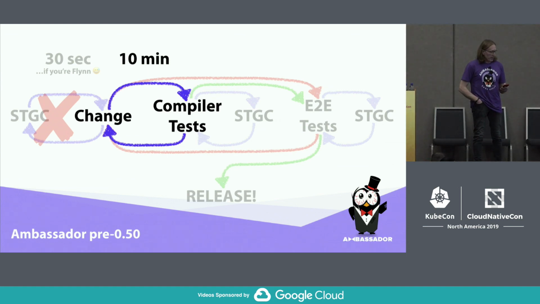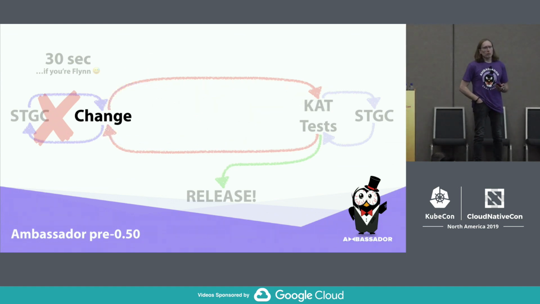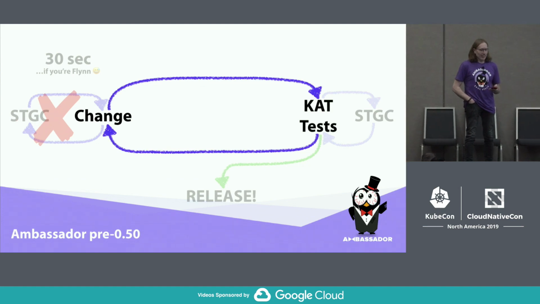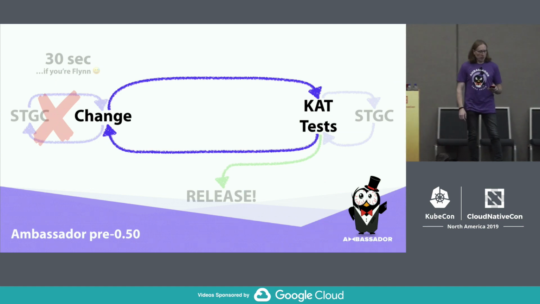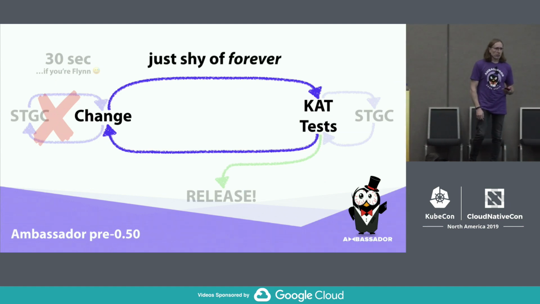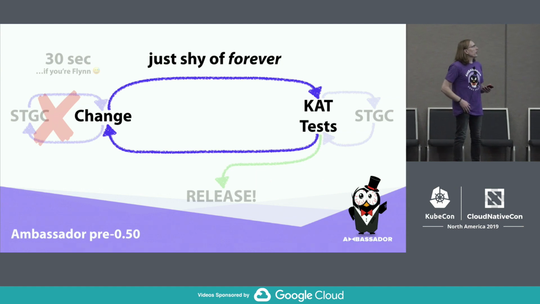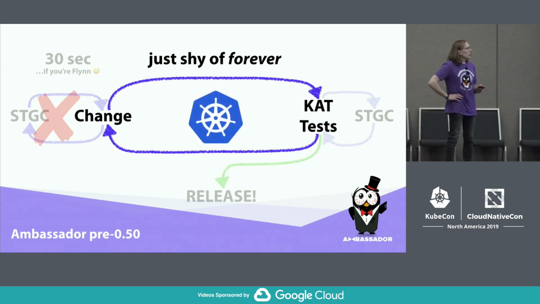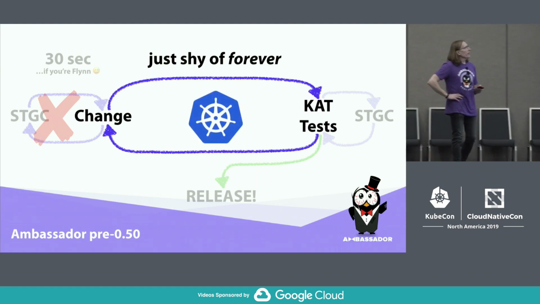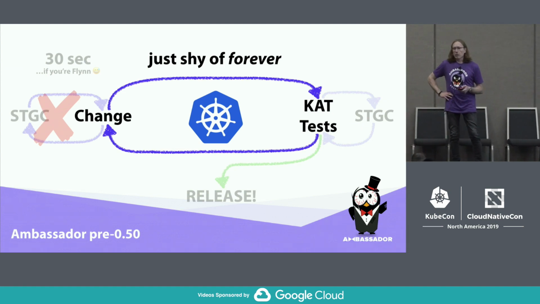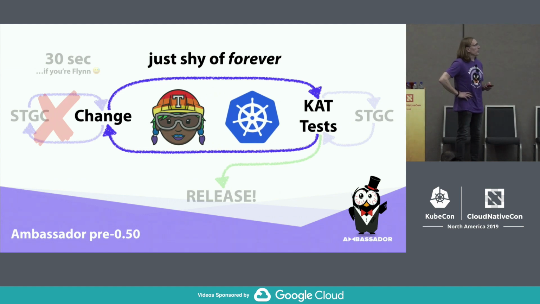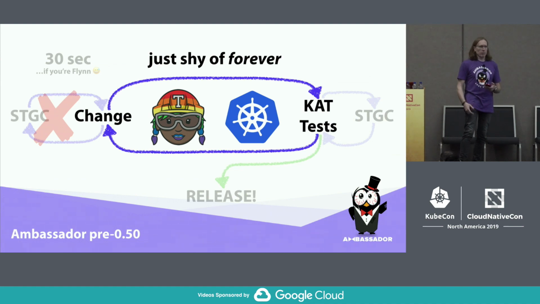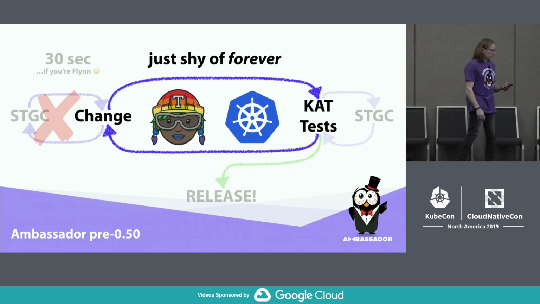Worse, we got rid of it when we went to 0.50. So then those people had to use the whole loop running cat tests, which again is one of the ones that's just shy of forever. Part of the reason it's just shy of forever is that you have to spin up a Kubernetes cluster to run it. And what we found actually was that a lot of people found that problematic. So instead they would just submit PRs and let our CI run their loop for them, which added even more time and made everything even more painful.